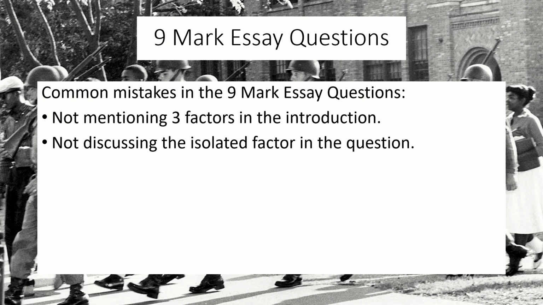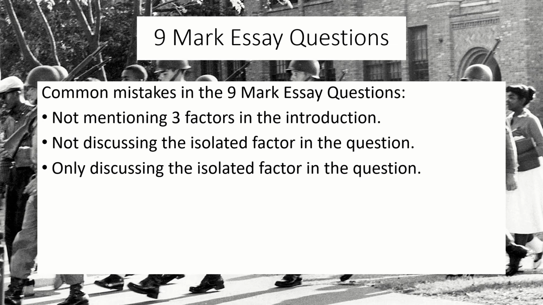The next thing that is a mistake is when people don't discuss the isolated factor. So the isolated factor might be William Wilberforce, and you go on and start talking about the sugar boycott, and then petitions, and then Olaudah Equiano. That's not going to get you the marks because you've struggled a little bit to answer the question there, and it can be quite tough to get the conclusion marks and things like balance marks if you're not doing that.